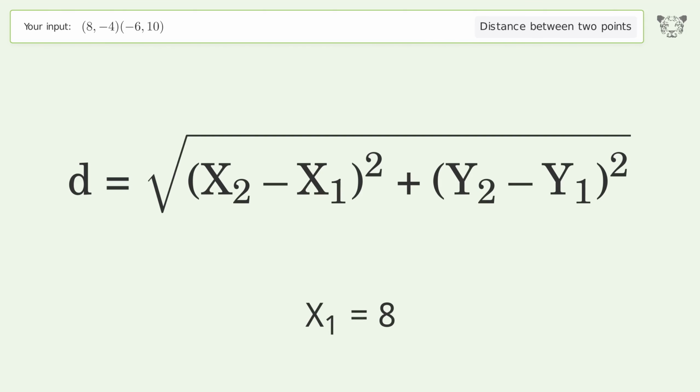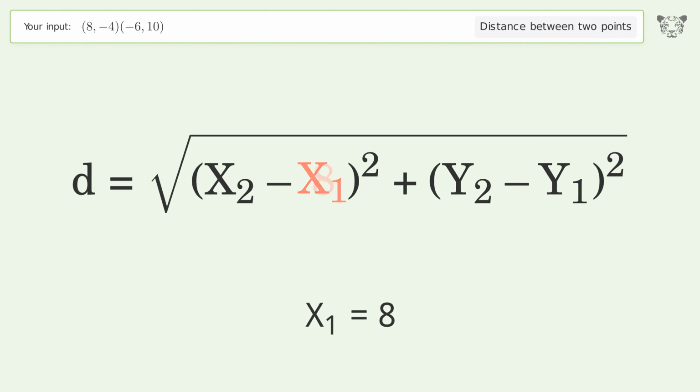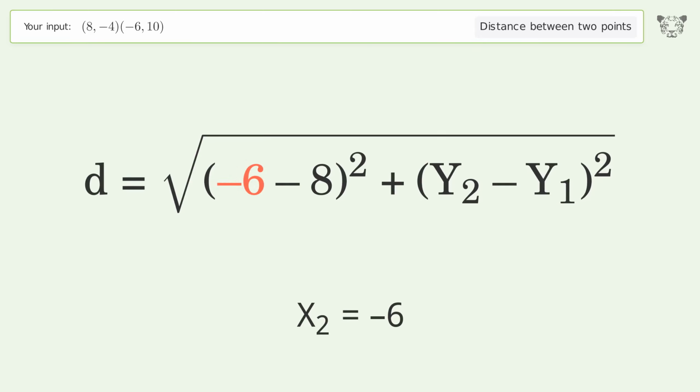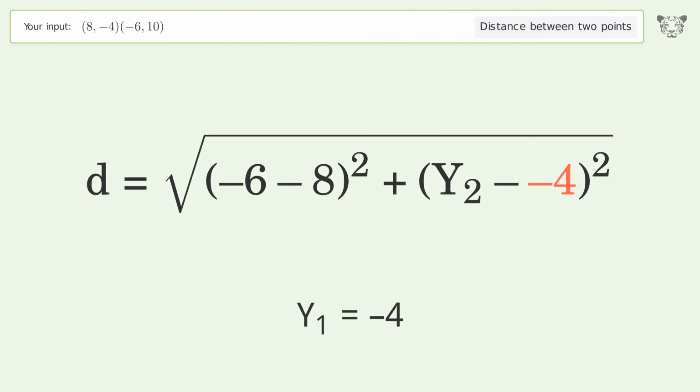x1 equals 8. x2 equals -6. y1 equals -4. y2 equals 10.